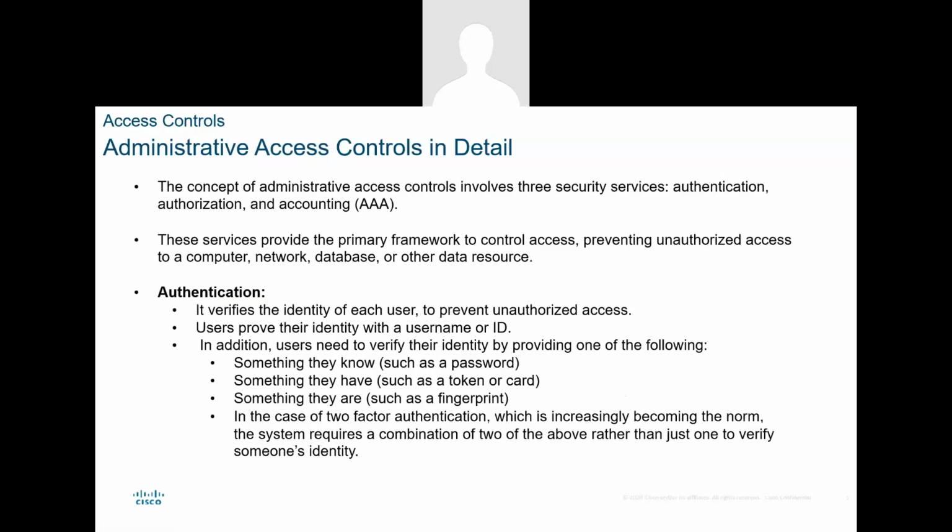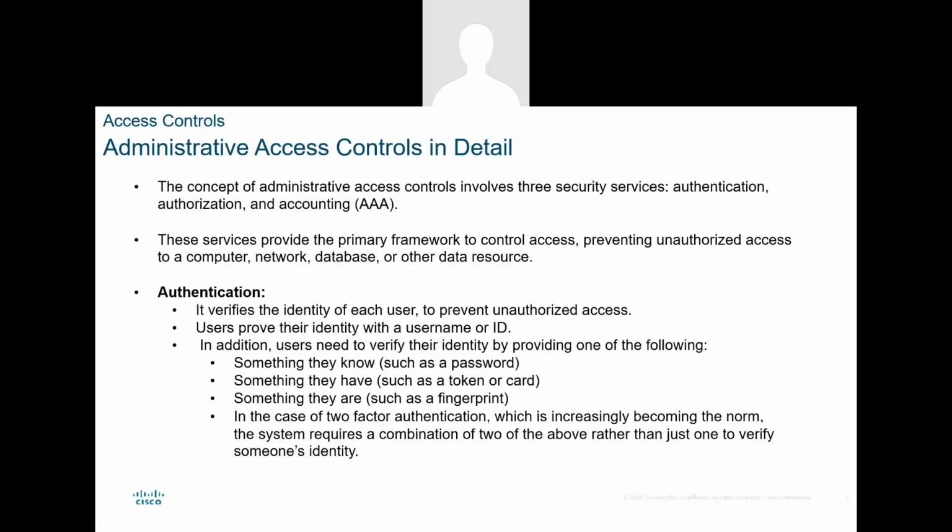So as I said, for example, authentication is going to verify the identity of each user. Now you can have this a couple of ways. You can have the user's identity verified by having the user provide something. Maybe something they know, such as a password, something they have, like a token or a card they can swipe, or something they are, a biometric. Now, if you have two-factor authentication, which is becoming more and more required for organizations, the system is going to require a combination of the above. So it's going to be something they know and something they are, or something they have.